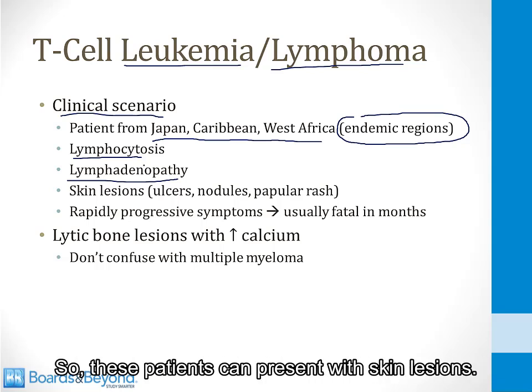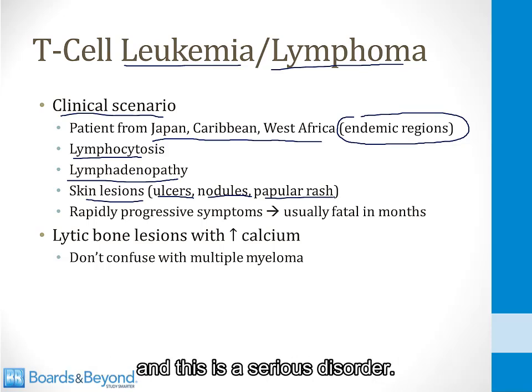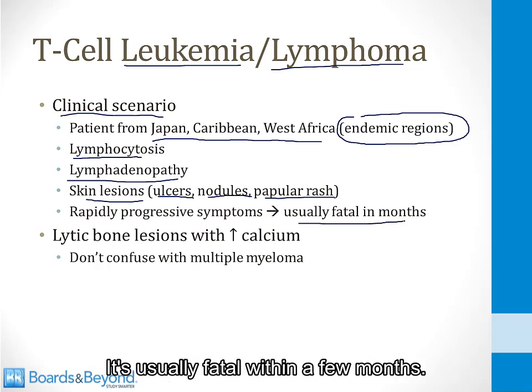So these patients can present with skin lesions. They may develop ulcers, nodules, or a papular rash. The symptoms are rapidly progressive, and this is a serious disorder. It's usually fatal within a few months.